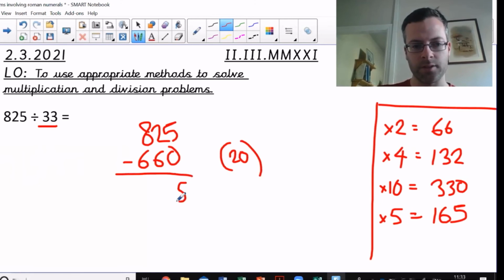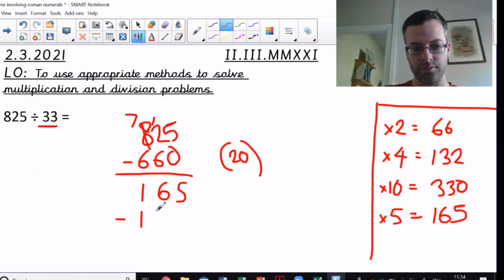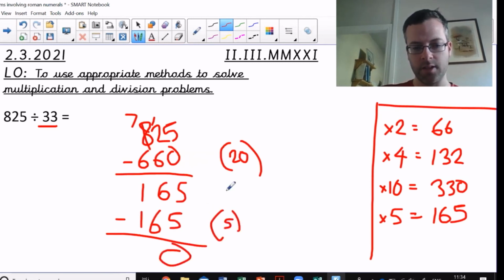These with 5 ones, need to exchange there. So take one of those hundreds, change it for 10 tens and put it there. 12 tens take away 6 tens is going to be 6 tens, and I'm left with 165, which, man, I've done an easy question here, is 5 lots. So that gets me to 0, which is what we're trying to get to. I have taken away 25 lots, so my answer is 25.